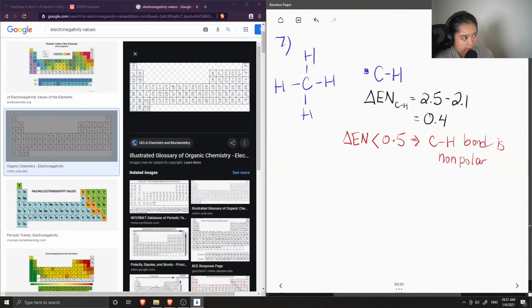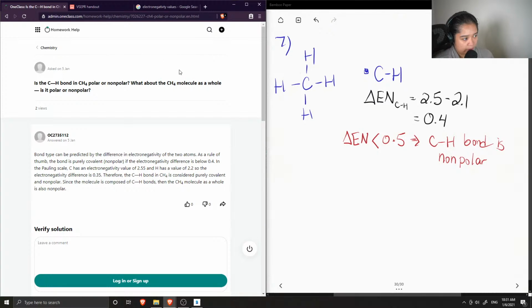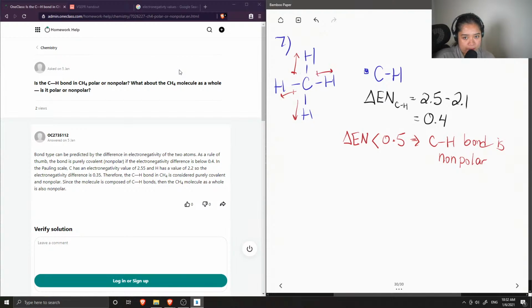So the second part of the question asks if the molecule as a whole is polar or nonpolar. So not only is this molecule fully symmetrical, in the sense that if there were dipole moments being formed, they would all cancel each other out anyways. So not only is it symmetrical, it also only contains nonpolar bonds. So therefore the CH4 molecule is also nonpolar.